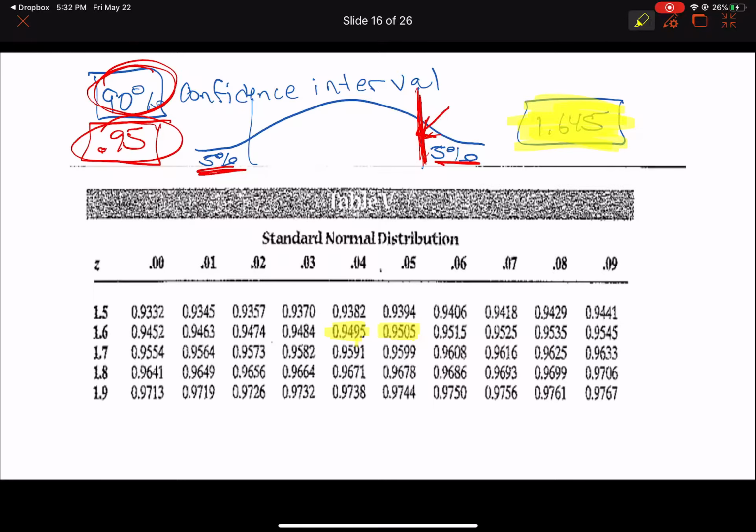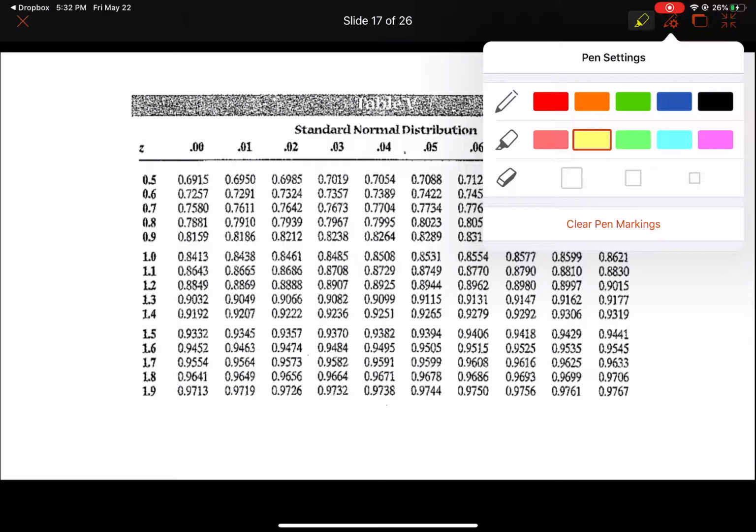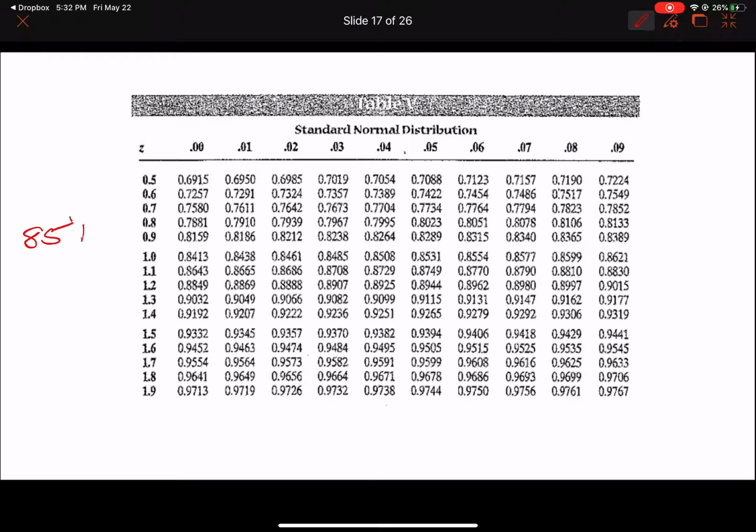So let's do another one. Let's say that we're looking for an 85% confidence interval. I would like you to pause this right now, and I want you to find the z-score for an 85% confidence interval. That z-score is your critical value. So go ahead and pause, and then come back, and we will do it together.